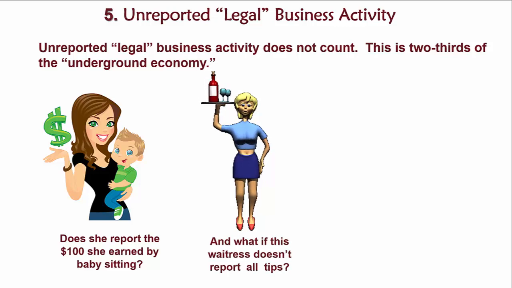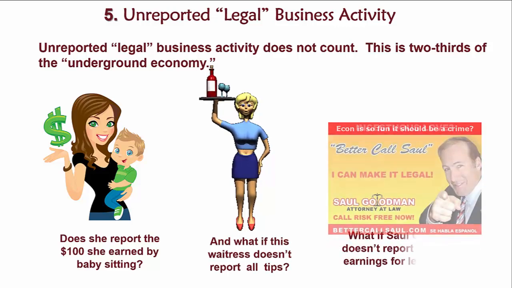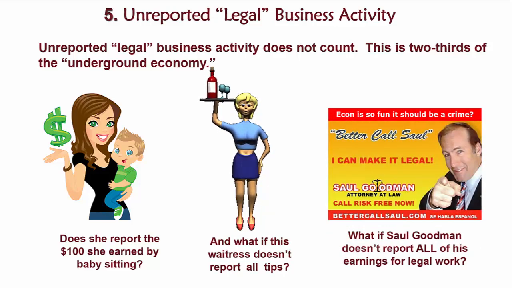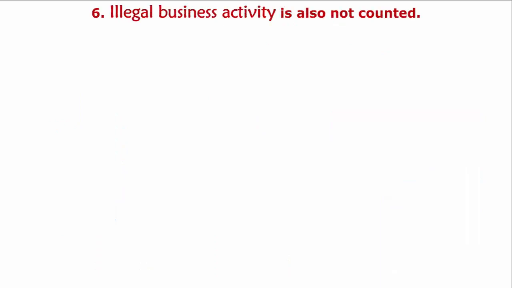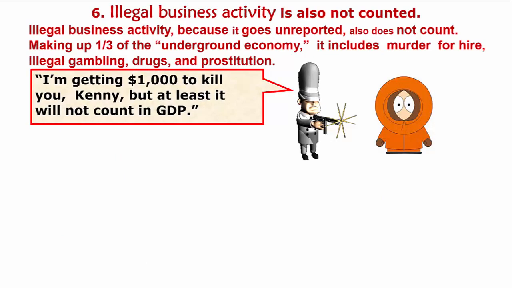Sometimes waitresses don't report all their tips. And Saul Goodman definitely doesn't report all of his earnings for legal work. So these are just examples of legal activity that is not reported. Then we have illegal business activity.